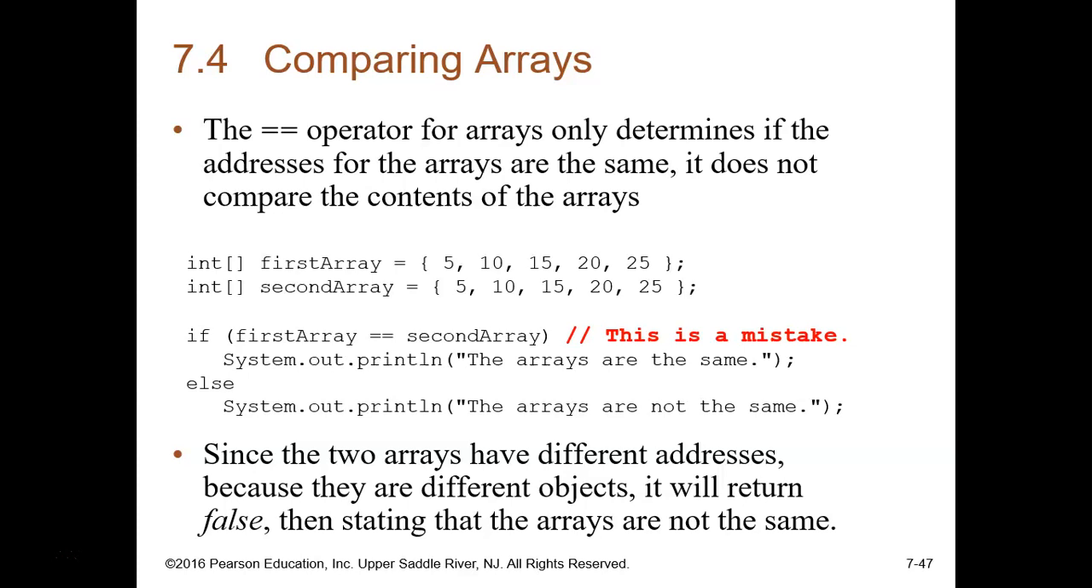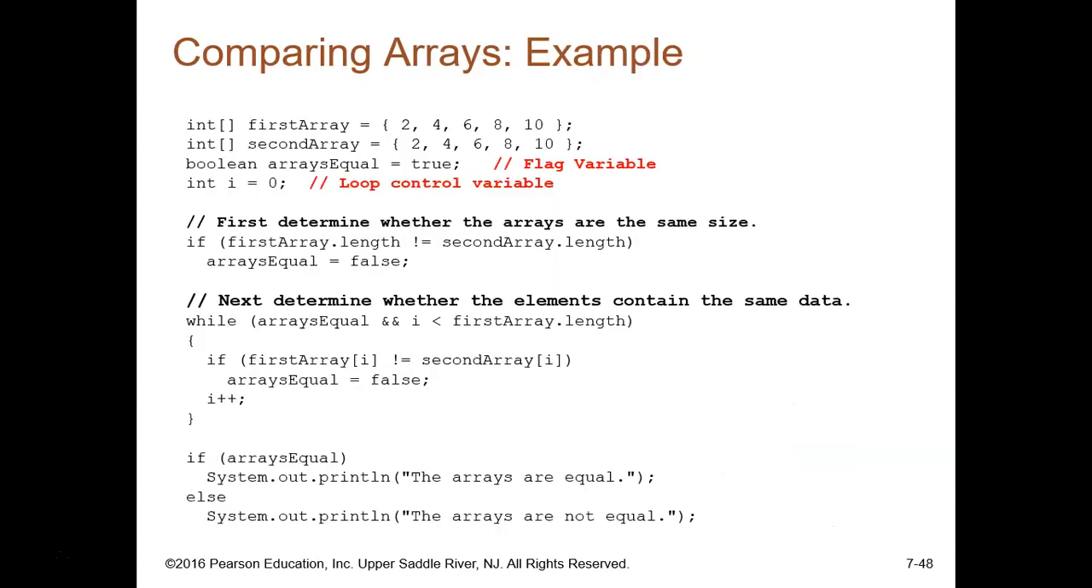So please, when you compare arrays and you want to see if they're equal, do not use the is equal to operator. It would be a mistake. So what this code segment would do here, it would go to the else statement and it would print the arrays are not the same. All right, so since the two arrays have different addresses, because they're different objects, it will return false.